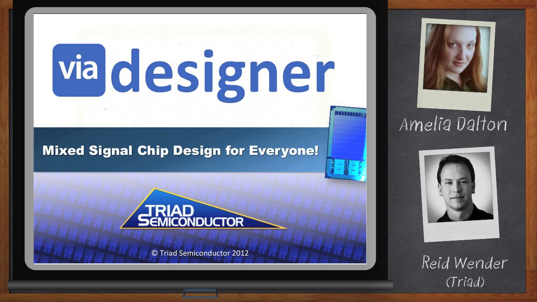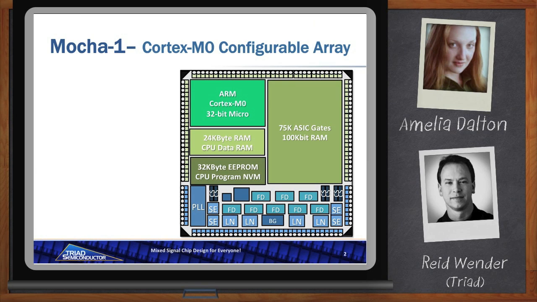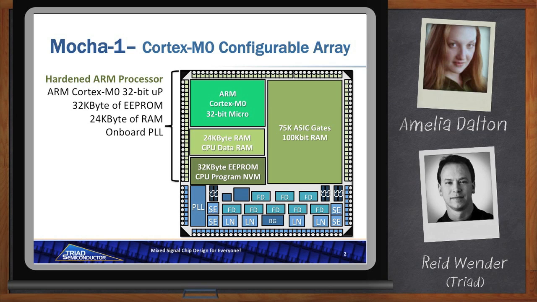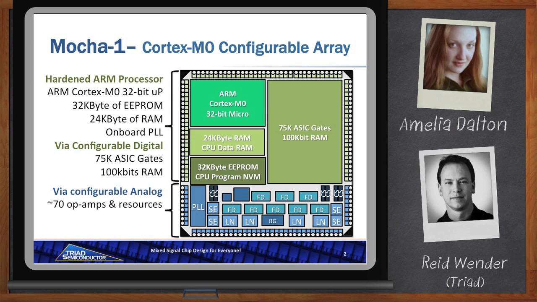Well, last episode we talked about VIA configurable arrays as a way to quickly and inexpensively make custom configurable analog and mixed signal devices. Here on this slide, we're showing one of our VIA configurable arrays called Mocha 1. It combines a Cortex M0 processor, RAM, non-volatile memory, 75,000 ASIC gates of configurable logic, and then we couple that with our patented VIA configurable analog resources, op amps, DACs, A to D converters, PLLs, etc.